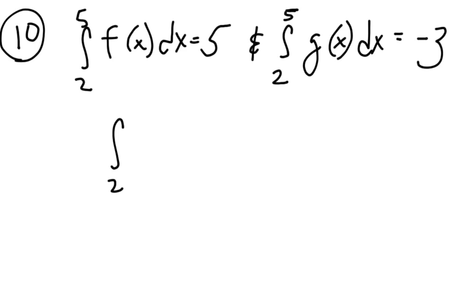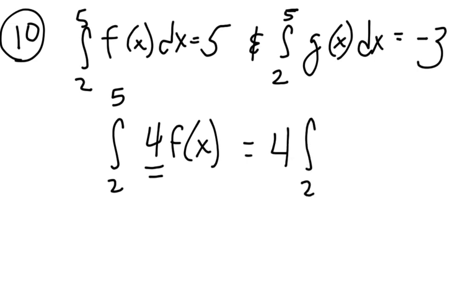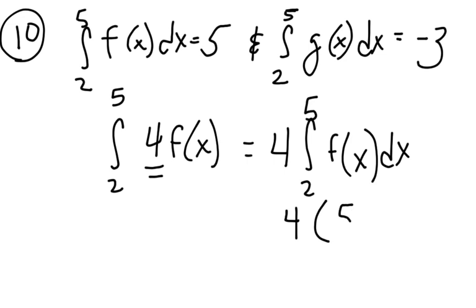Evaluate the integral from 2 to 5 of 4 times f of x. Well, whenever you have a constant in front of that function, that constant can come out in front of the integral symbol, so your scalar multiple can become a multiple of the integral itself. We already know that the integral from 2 to 5 of f of x dx is equal to 5, so we just replace that integral with 5. 4 times 5 equals 20.